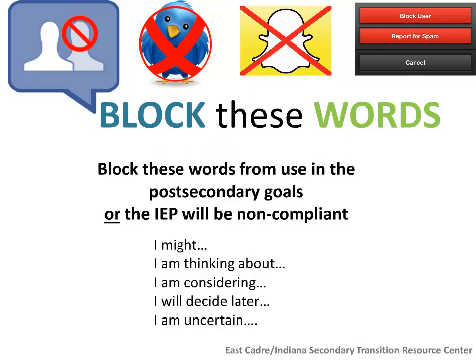Just like blocking an outspoken cousin on Facebook, there are some words that you must block from being included in your post-secondary goal statements. Statements that use non-measurable terms will be non-compliant. Here are some examples of what many non-measurable goals start with that you must block: I might, I am thinking about, I am considering, I will decide later, I am uncertain.